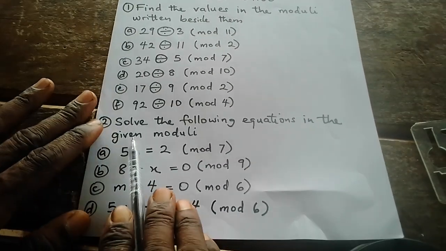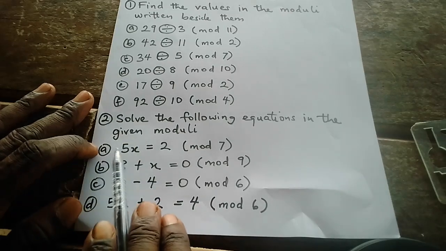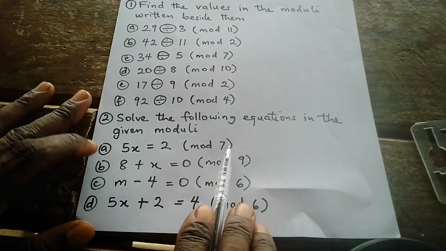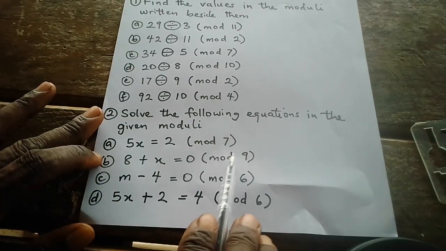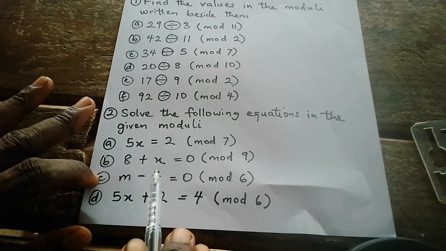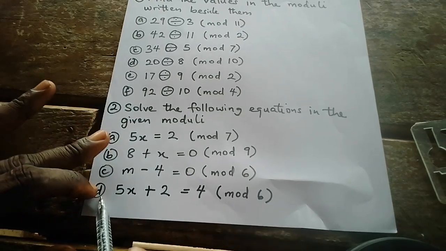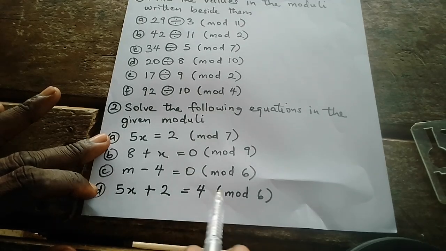Number 2. Solve the following equations in the given mod. A. 5x should be equal to 2 in mod 7. B. 8 plus x is equal to 0 in mod 9. C. m minus 4 is equal to 0 in mod 6. D. 5x plus 2 is equal to 4 in mod 6.